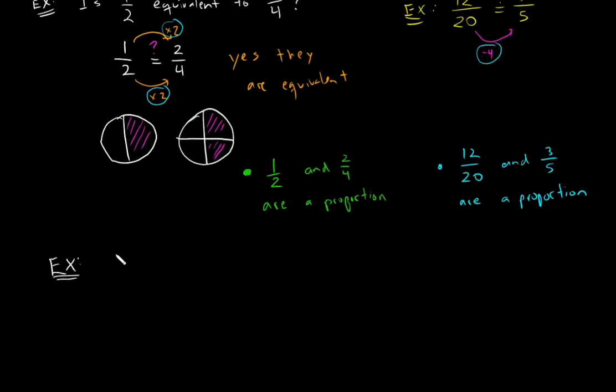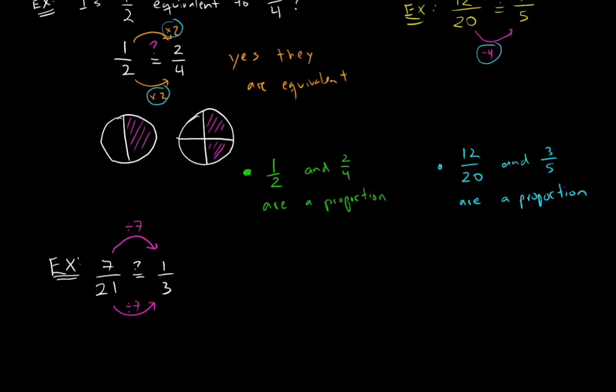Let's go with, for example, 7/21. Is that proportional to, or is that equivalent to 1/3? As mentioned, you have to figure out a way that you can make one fraction into the other, and they have to share the same factor. So is there a way that 7 becomes a 1? Well, if I divide by 7, that becomes a 1, and if I divide this one by 7, I do get 3. So they are a proportion.